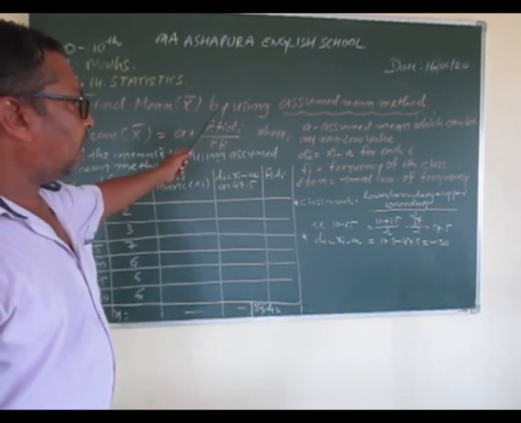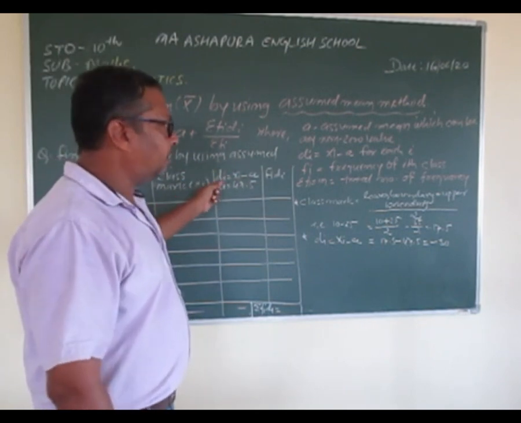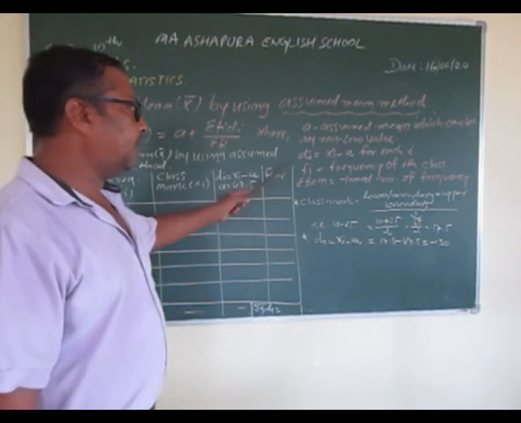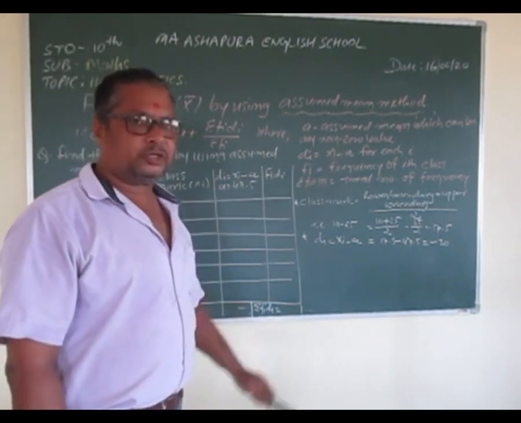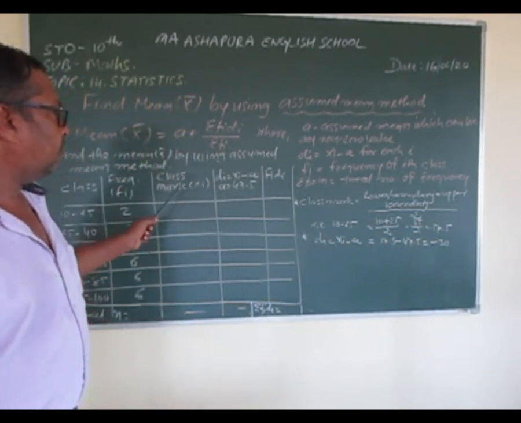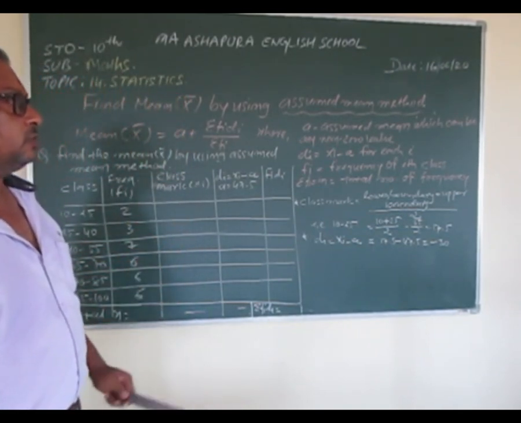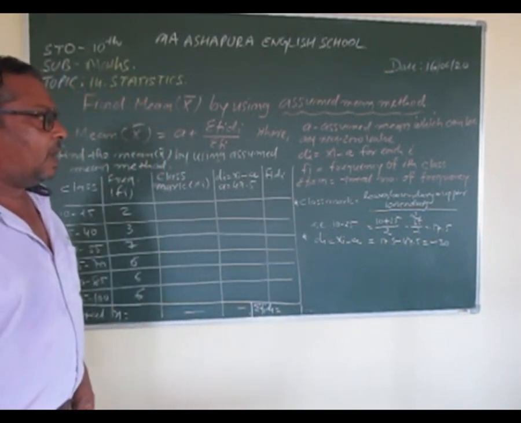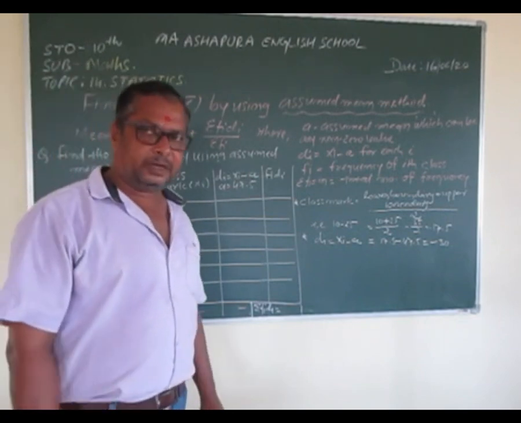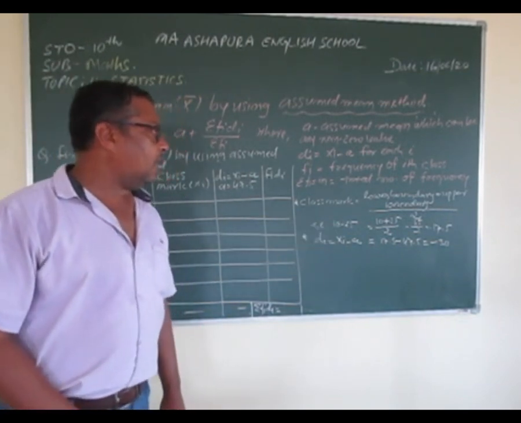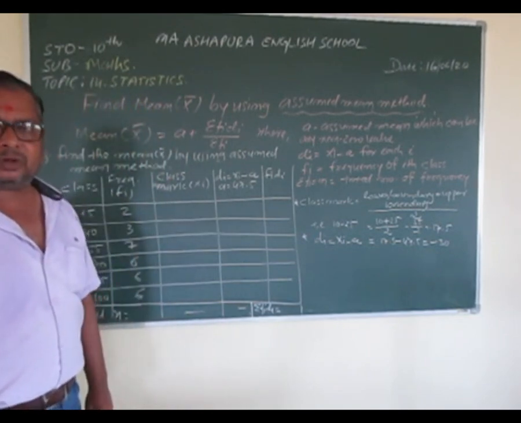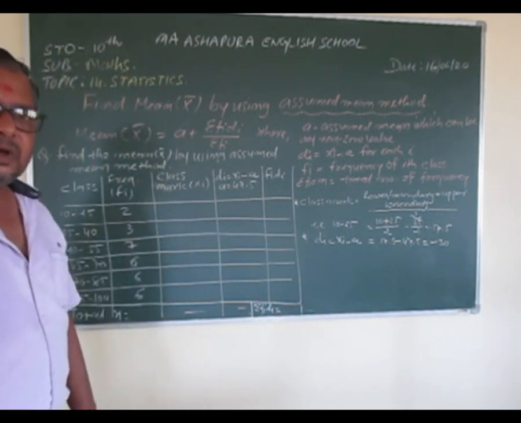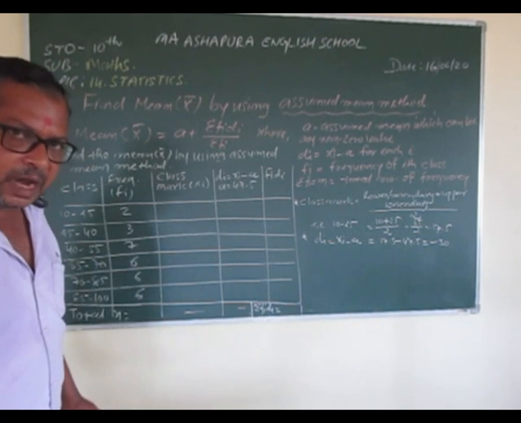Second, di. Here di is called xi minus a, where a is the assumed mean and xi means the value of the class mark of the ith class. So the difference between the class mark and the assumed mean is called di. Fi is called the frequency of the related class, or frequency of the ith class, and sigma fi or n is called the total frequency of all classes. So now let's start.